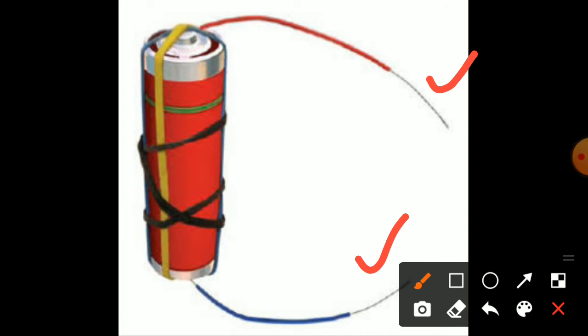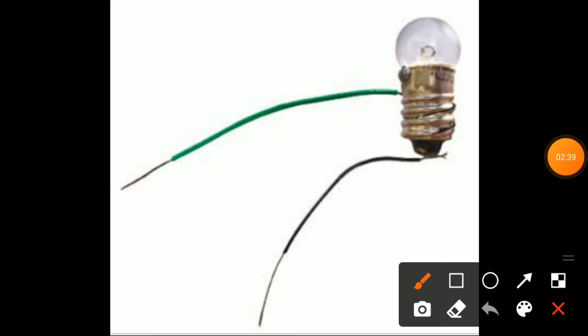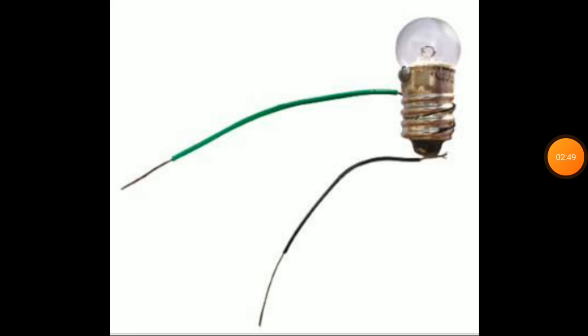Now fix the exposed part of the two wires to the cell. One connects to the positive terminal of the cell and another to the negative terminal of the cell, and the other two to the bulb, as shown in this figure. So connect one wire with one terminal of the bulb and another wire with the other terminal of the same bulb. You can stick the wires to the bulb with the tape used by electricians.